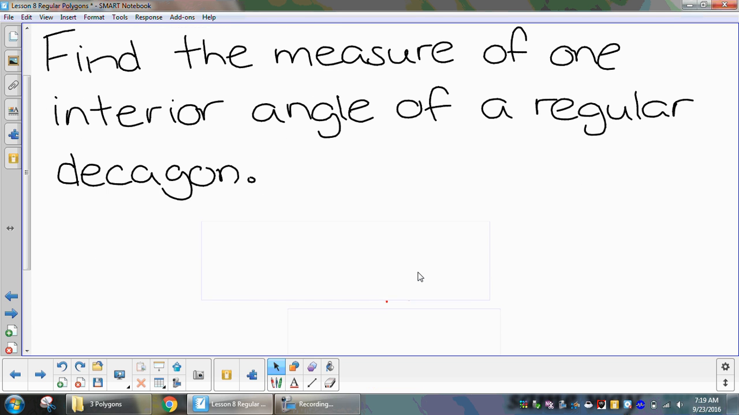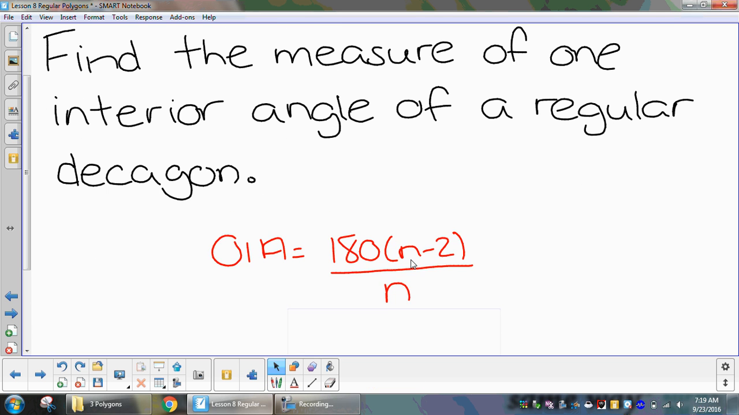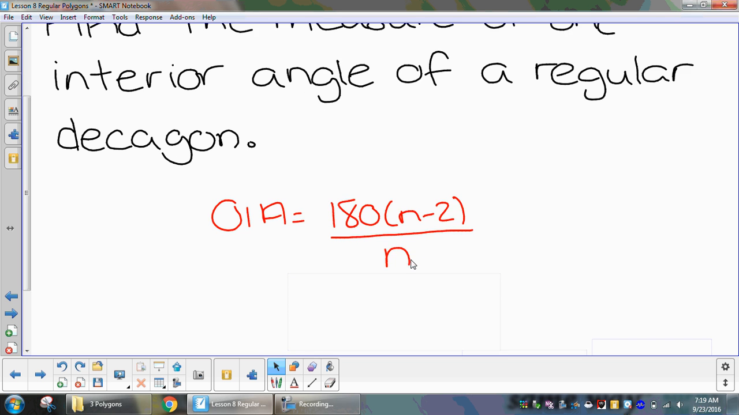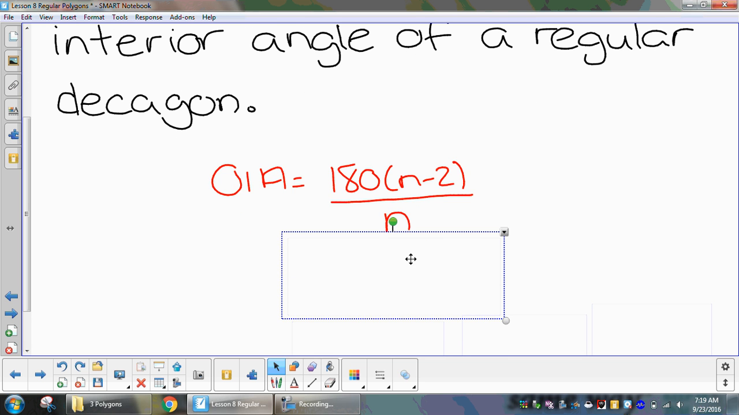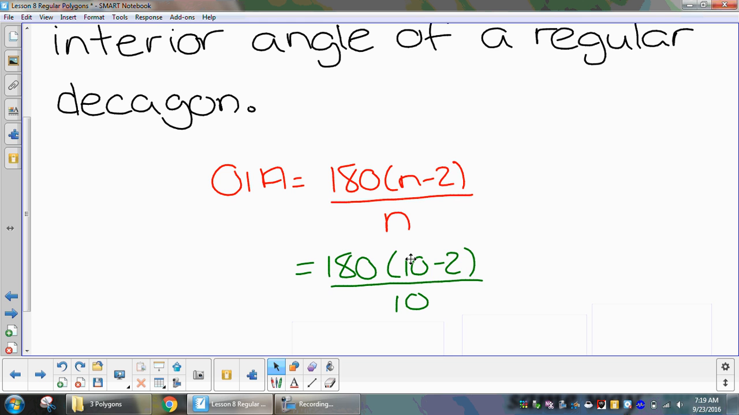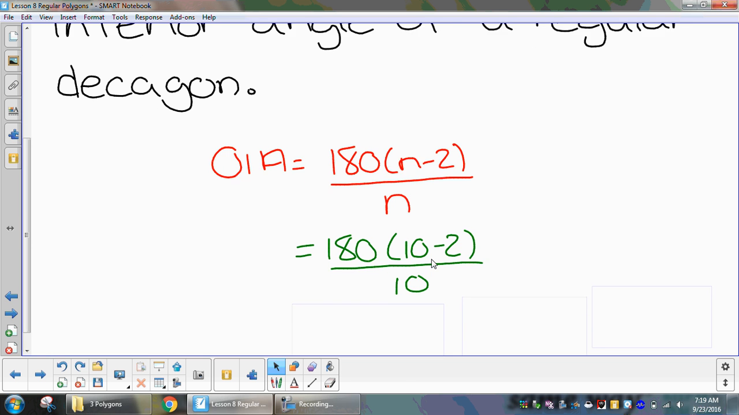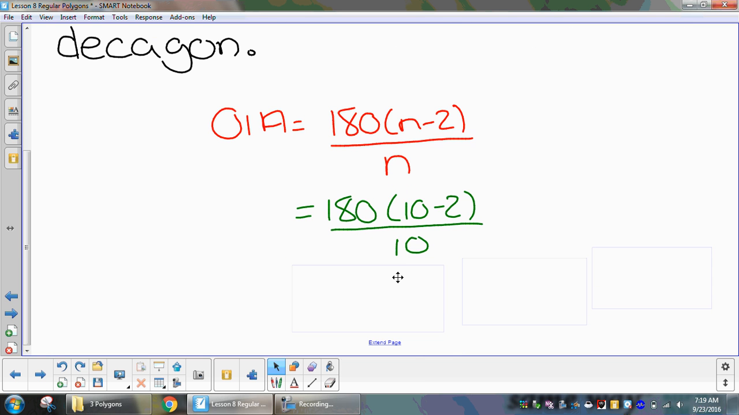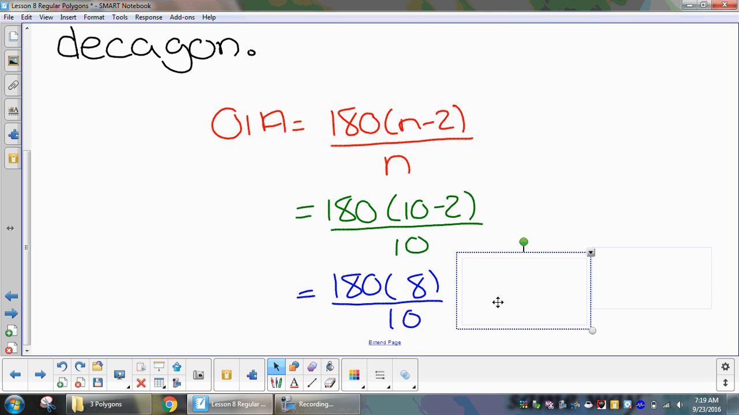So as always, write the formula. You should write it for every example. That'll help you remember it. A decagon has 10 sides, so I'll plug in 10 for n in both spots. And then all I need to do is simplify.